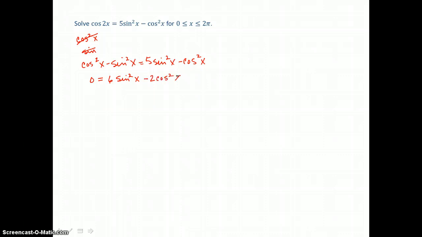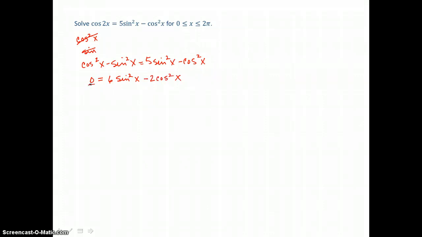I'll replace it with cosine squared x minus sine squared x. I was right the first time. Cosine squared x minus sine squared x is equal to 5 sine squared x minus cosine squared x. And then getting 0 on the left, I'll subtract cosine squared x from both sides and add sine squared x to both sides. So 5 sine squared x plus 1 sine squared x is 6 sine squared x. And negative cosine squared x and a negative cosine squared x is negative 2 cosine squared x.